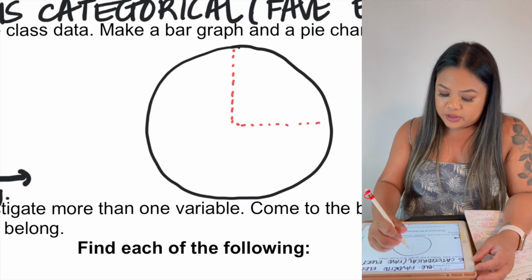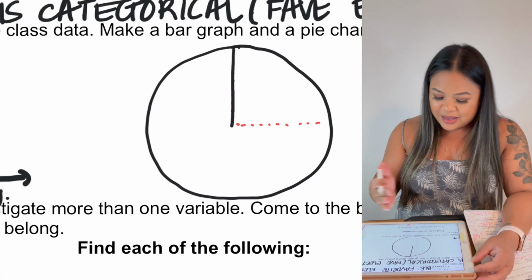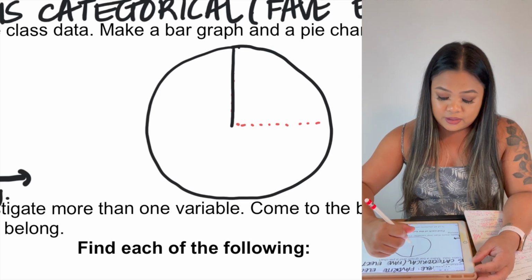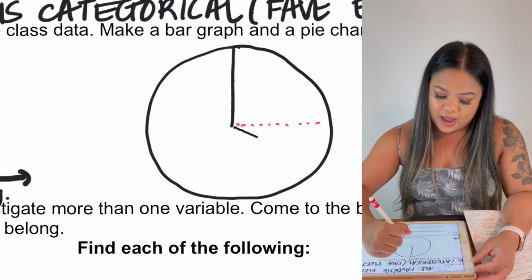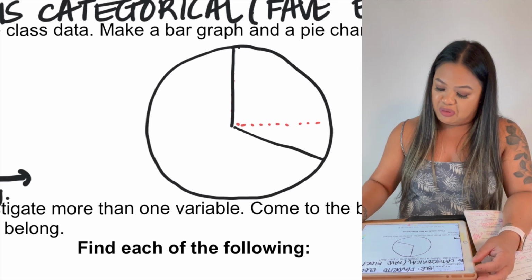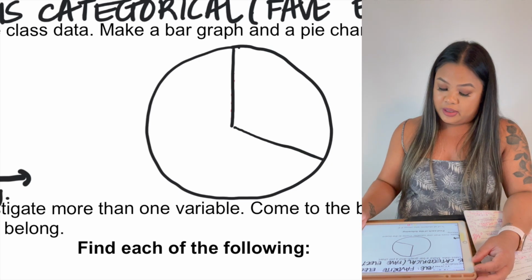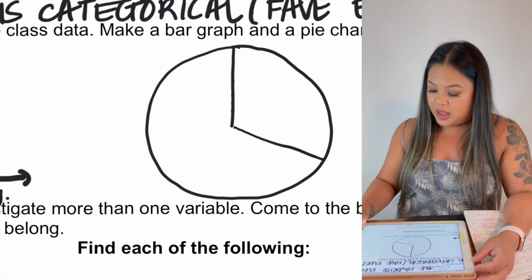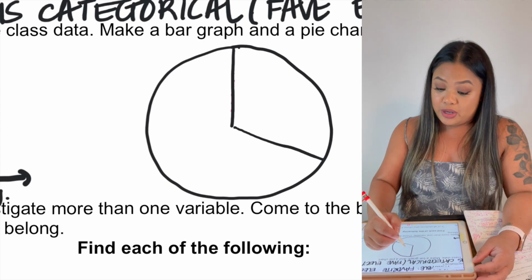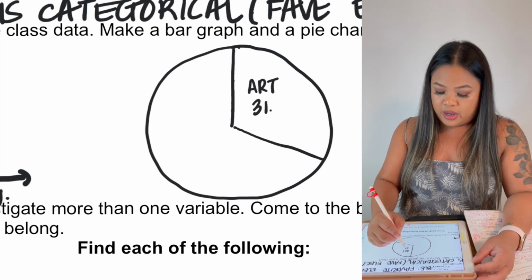So I am going to make my little mark, and I'm just going to estimate where it would be. It's not going to be on that red dotted line. It's going to be a little bit past that. And that might be a little too much, but again, we're not perfect. That's just my guess on where 31.3 might be. And just to be sure that the reader knows what I'm talking about, I'm going to label this art, and that is 31.3%.